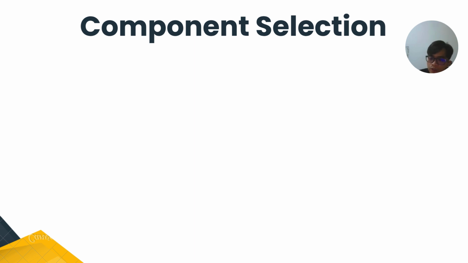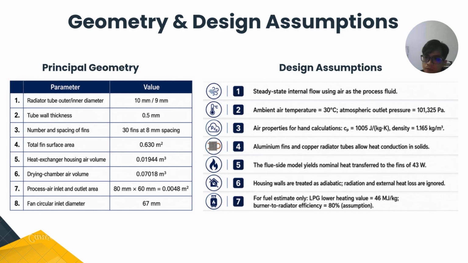For the fan, a forward curved centrifugal fan was selected because it is compact and suitable for low-flow ducted airflow. Meanwhile, the drying chamber uses a rounded rectangular geometry to provide internal volume for air mixing. For control and safety, the system includes an RTD or thermocouple, airflow sensor, PID controller, LPG control valve, flame sensor, gas detector, high temperature trip, and purge system.